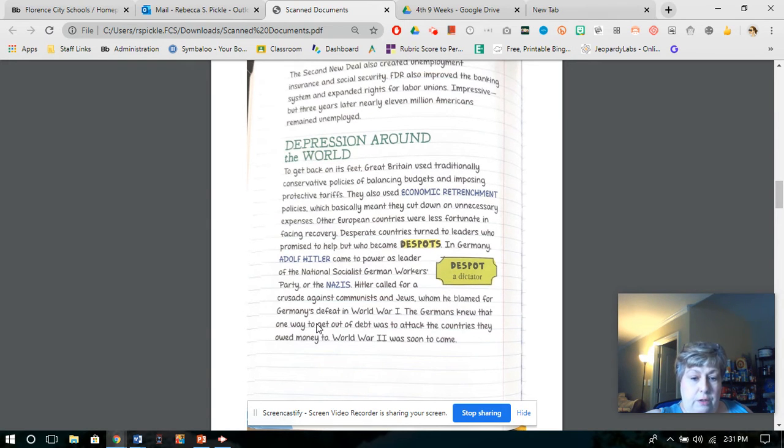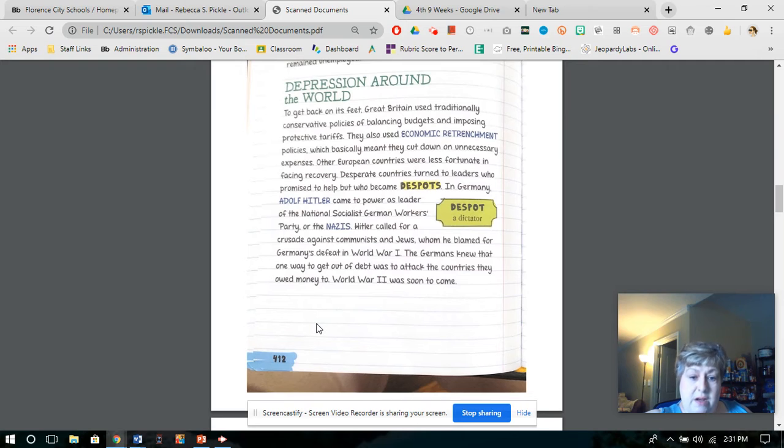In Germany, Adolf Hitler will come to power as leader of the National Socialist German Workers' Party, or the Nazis. Hitler called for a crusade against communists and Jews, whom he blamed for Germany's defeat in World War I. Germans knew that one way to get out of debt was to attack the countries they owed money to.